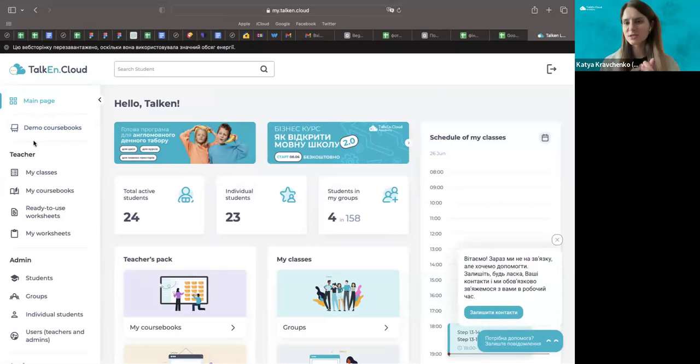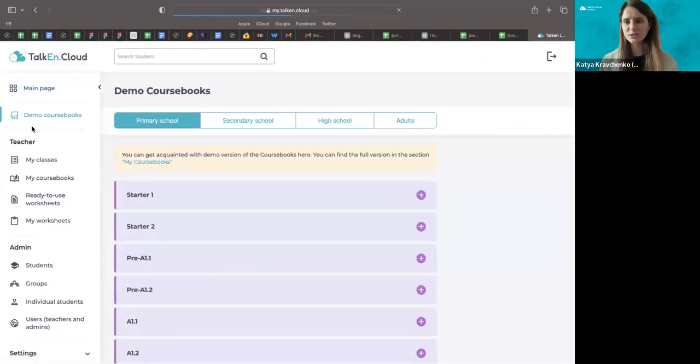Після того, як ви зареєструєтесь на платформі, у вас буде 14 днів безкоштовного доступу, коли ви зможете і згенерувати профілі учнів, і користуватись навчальними матеріалами абсолютно безкоштовно. Але Demo Course Books – це розділ, який завжди у вас залишається в доступі, і в цьому розділі ви можете ознайомитися з бібліотекою всіх інтерактивних підручників, які знаходяться на нашій платформі.